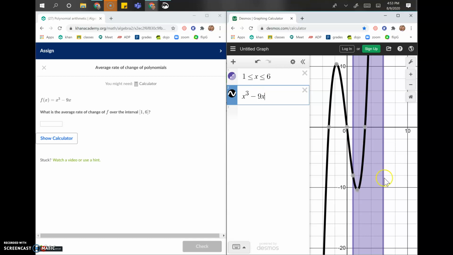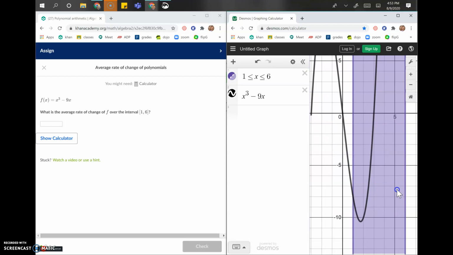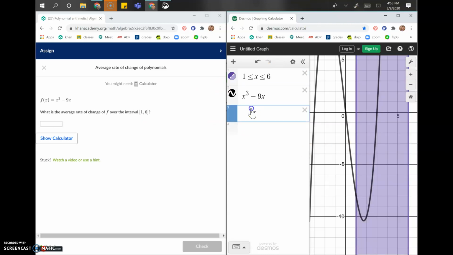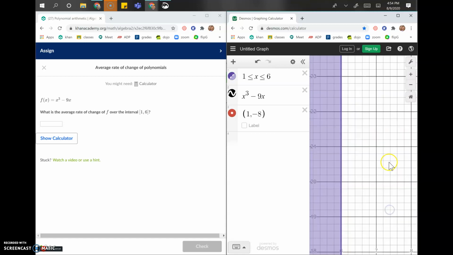Cool. And so we're looking for where the interval starts, so where that shading begins, where the line enters the shade. So it enters at (1, -8). I'm just going to go ahead and write that in right here. (1, -8). That's the dot we're talking about.